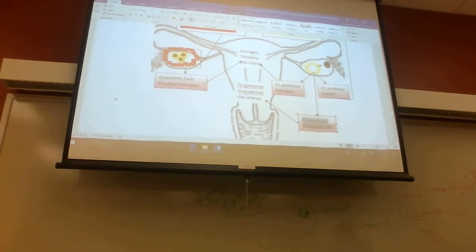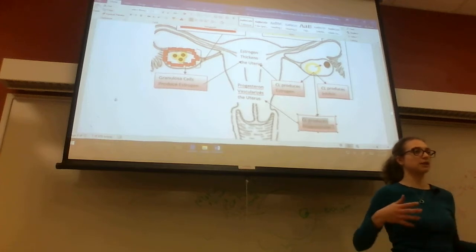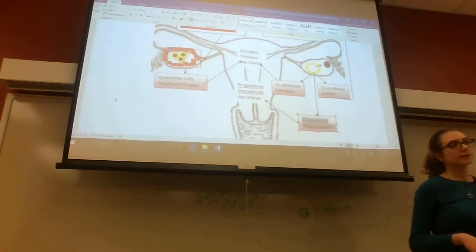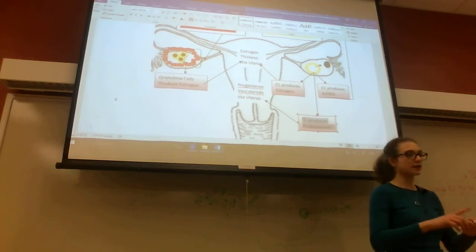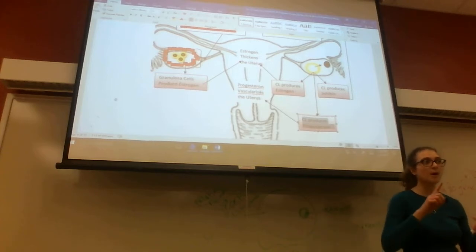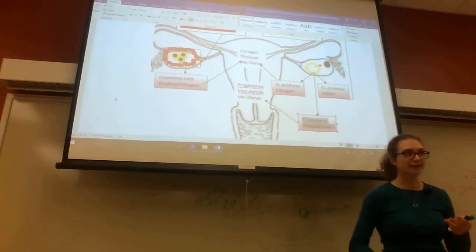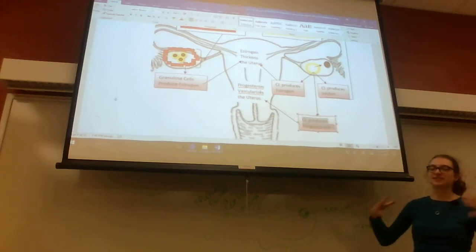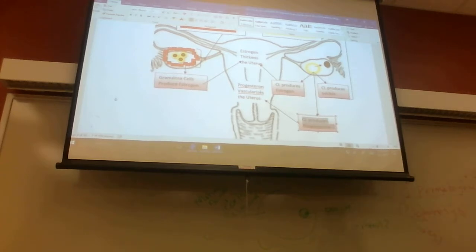Progesterone will cause the uterus to vascularize, so it will increase blood flow to the uterus. Progesterone is also really important for pregnancy. So I like to think about the progesterone. Okay, so vascularization, what's that? Blood, right? So I like to think of progesterone, puberty, pain, and pregnancy. They all start with P's, if that helps.